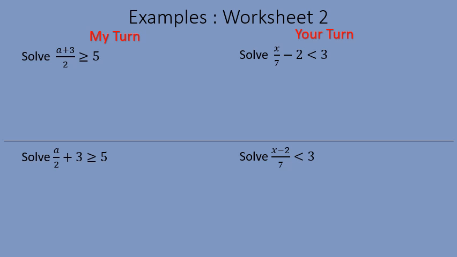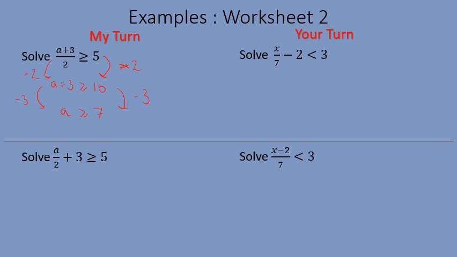So for this example on the top, the first thing I need to remove is the divide by 2. Because the fraction line goes over everything, I need to times by 2 to get rid of the divide by 2 to begin with. So I'm then left with a add 3 is greater than or equal to 5 times 2, 10. I then need to subtract the 3 from both sides. So I end up with a is greater than or equal to 10 take away 3, which is 7.